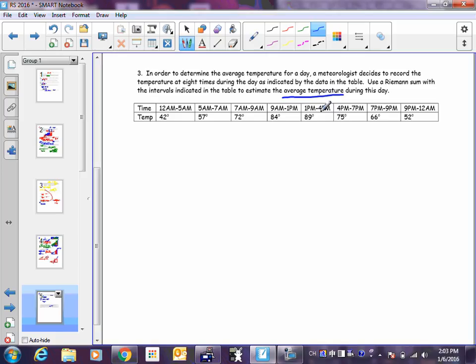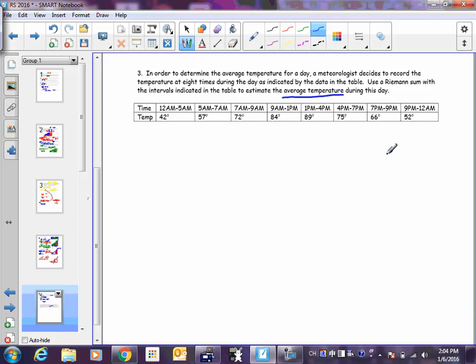Do they overlap? No. They don't overlap, but look at how they're not evenly distributed. This 42 degrees is for 5 hours, whereas 57 is only for 2 hours. Have you ever heard of weighted averages? It's kind of like why you can't just average a homework grade of 100 with your test grade of 80 to get your 6 weeks average. So this is where we have to do a little bit more work here.